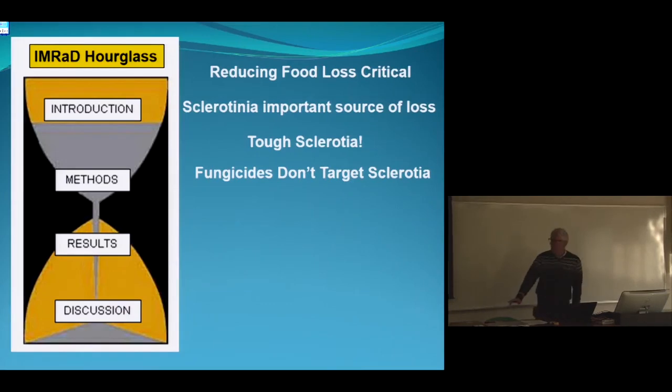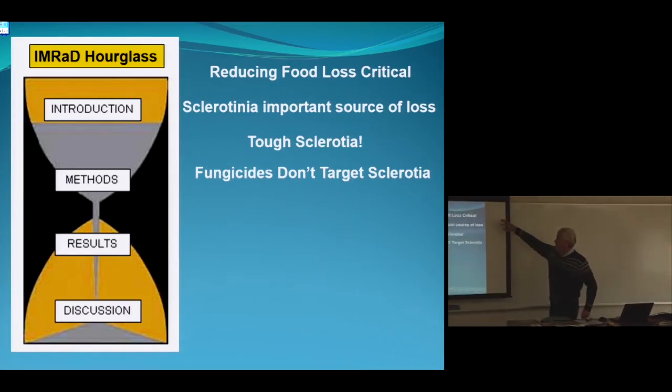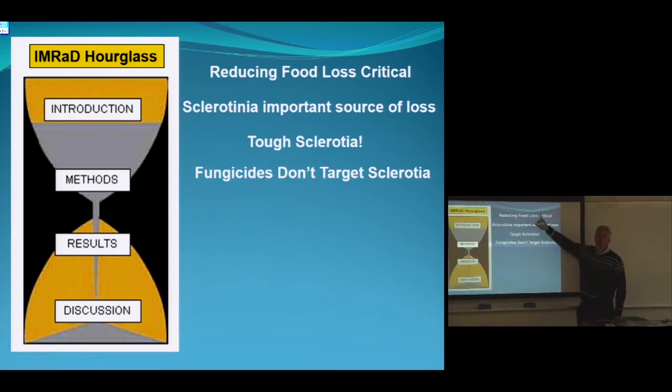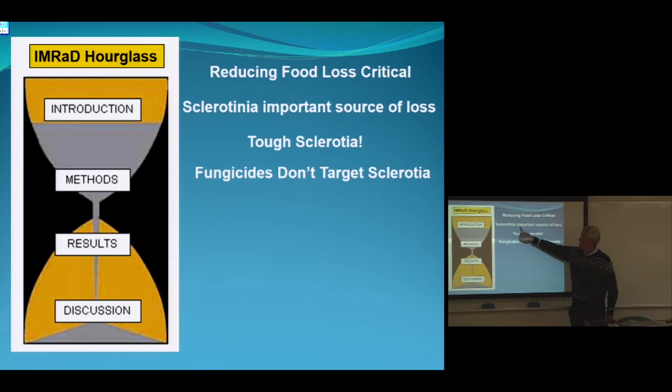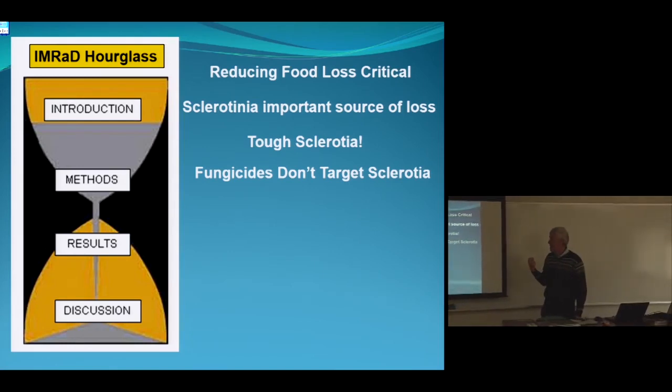Okay, so the logic of what they're doing is, first at the very basic context, reducing food loss is critical. Not just making more, but reducing food loss. And Sclerotinia is an important source of loss, is the second one. So when we think about food loss, Sclerotinia is an extremely important one to think about.